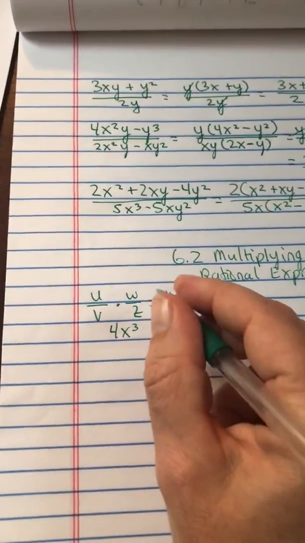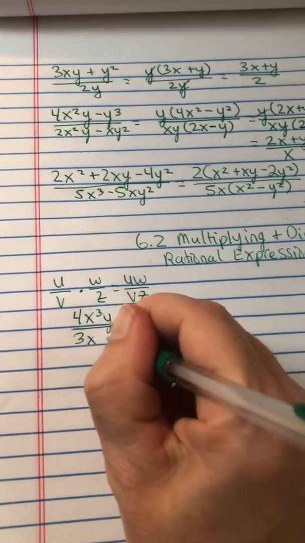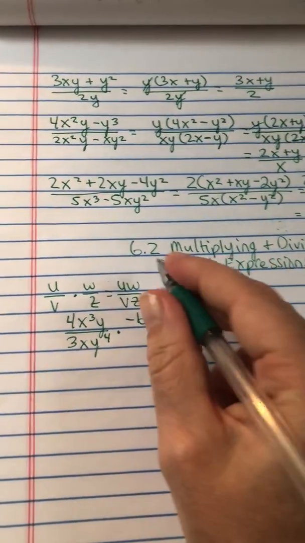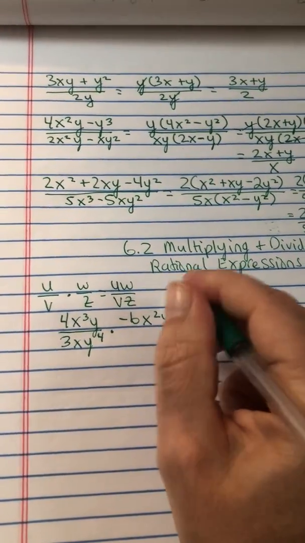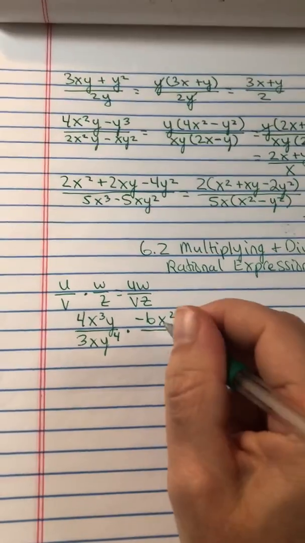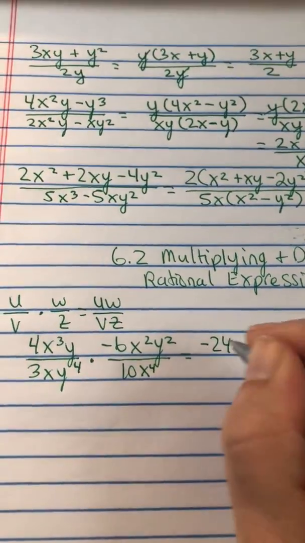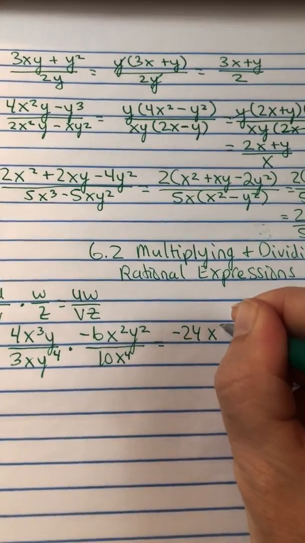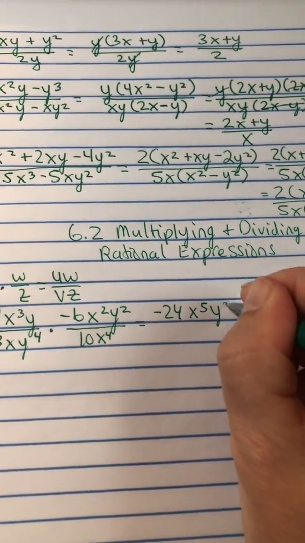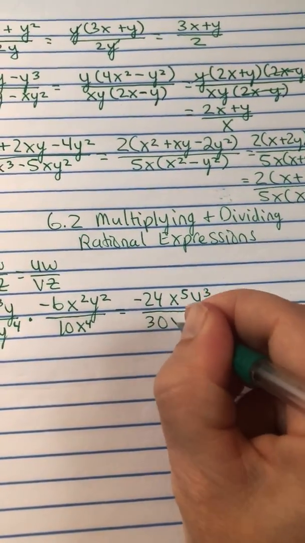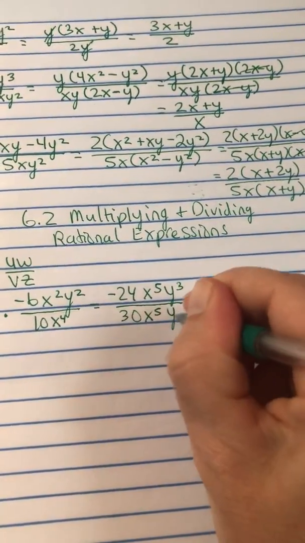4x cubed y over 3x y to the fourth times negative 6x squared y squared over 10x to the fourth. Okay, so we're just going to straight up multiply. 4 times negative 6 is negative 24. X cubed times x squared is x to the fifth. And y times y squared is y cubed. 3 times 10 is 30. X times x to the fourth is x to the fifth. And y to the fourth.